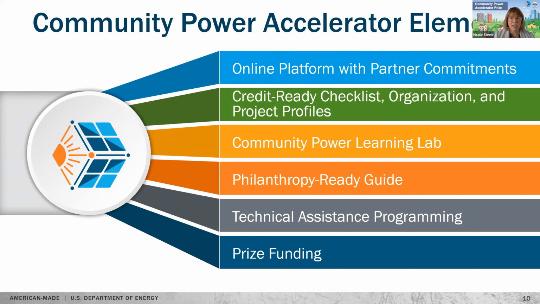And so there is an online platform that all of those partners are able to connect with. There is what we call the credit ready checklist, the organizational profile, and the project profiles. Those are all on that platform. And that's how projects and lending institutions are standardizing those questions on how to get a project financed. And so that really does lead back to goal number one that I mentioned earlier.